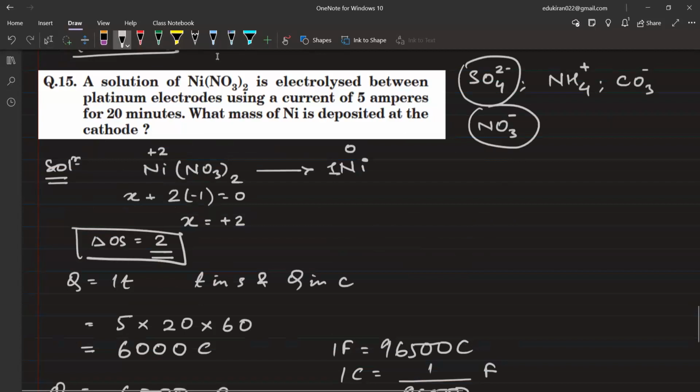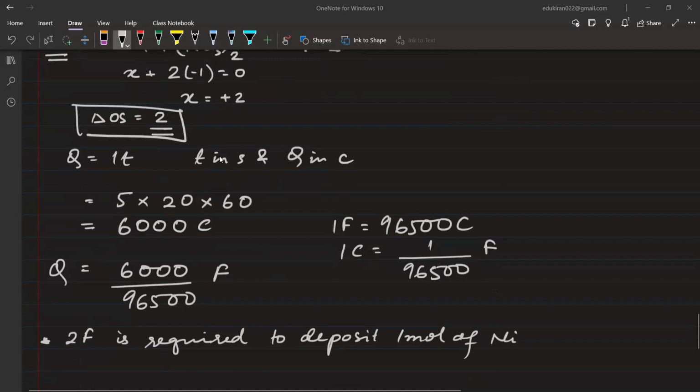Okay. Tell me about this statement, guys. 2 Faraday is required to deposit 1 mole of nickel. Can we write this? Yes or no? Please tell me. Yes. What about others? It's coming, right? What about you? All of you understand this, right? Yes or no? Not coming? If anyone has even a little difficulty, tell me if you have any difficulty in the statement. Sir, no. No, sir. Okay.